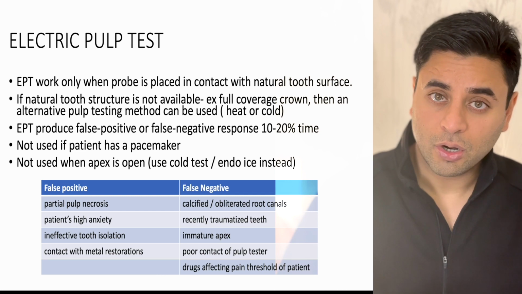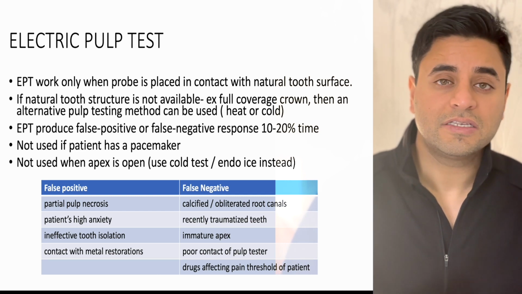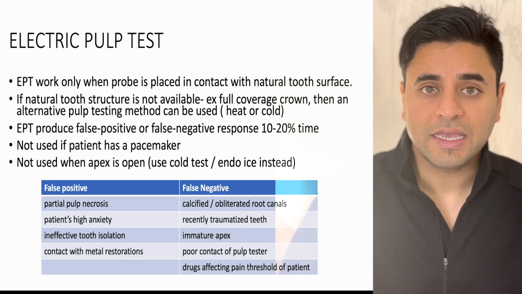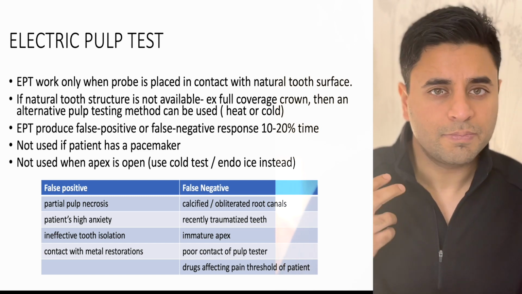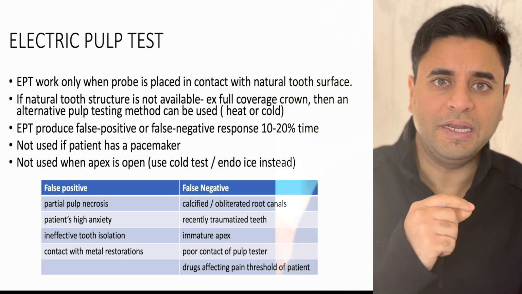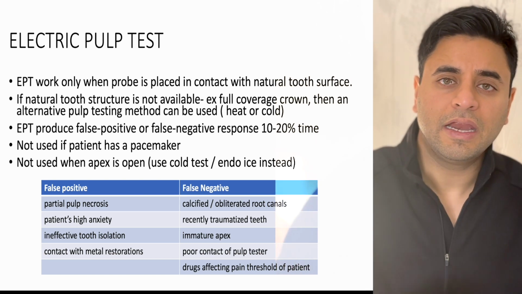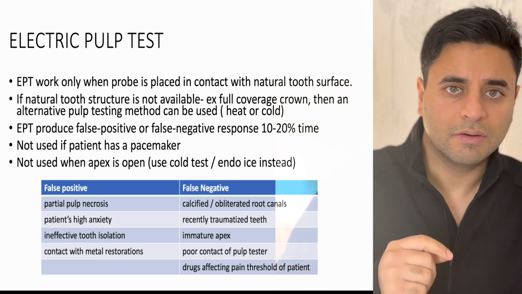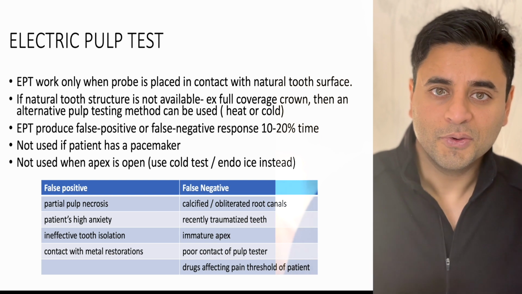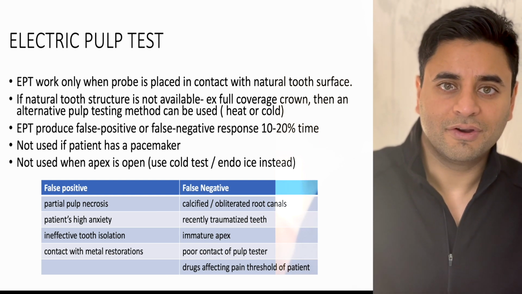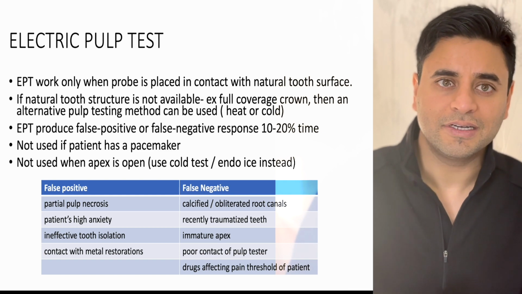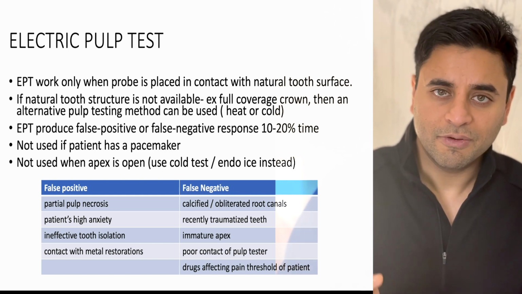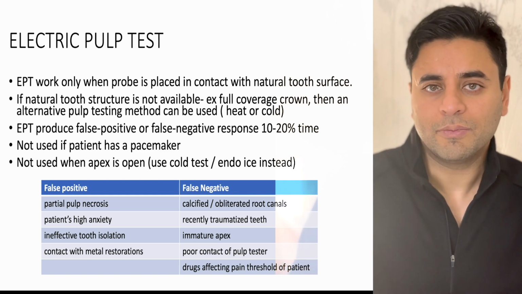A recently traumatized tooth, never do EPT. This is a very common question. They keep asking that a patient just had a trauma last night on the tooth. It is painful, and when the EPT was done, it gives a negative response, or it gives a response of 80. You do not trust an EPT right after a traumatic injury to the pulp. You have to wait for a certain time, or you have to perform other tests before you confirm a diagnosis.